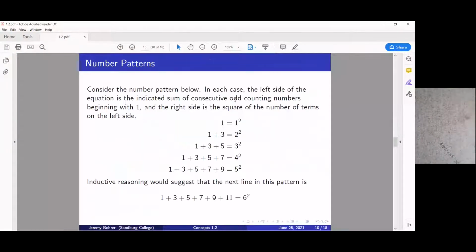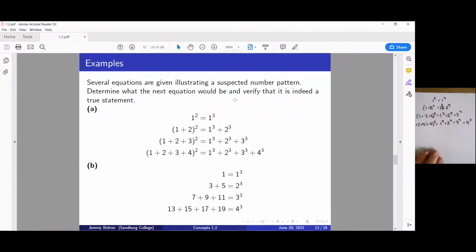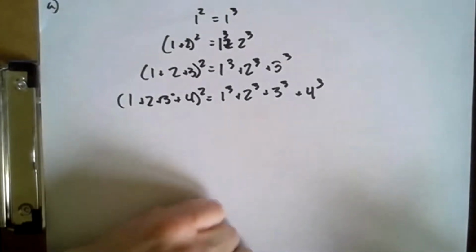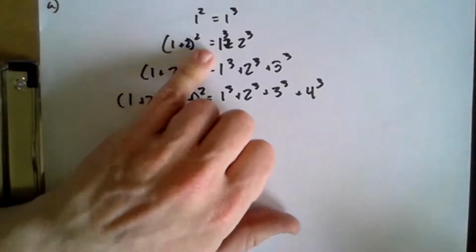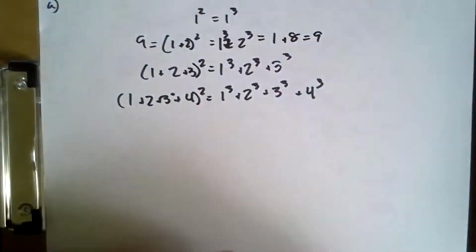Next set of problems, we are looking at number patterns. And here we have a set of equations illustrating suspected number patterns, and we want to determine what the next equation would be and verify that it's indeed a true statement. All right, so we've got 1 squared equals 1 cubed. That's fine, no problem there. 1 plus 2 squared is 1 cubed plus 2 cubed. Well, 1 plus 2 is 3. We square it, we get a 9. 1 cubed is 1, and 2 cubed is 8, and we add those up and we get a 9.